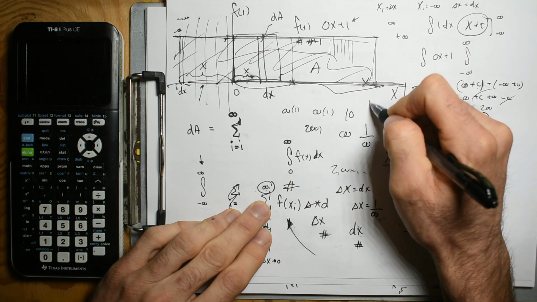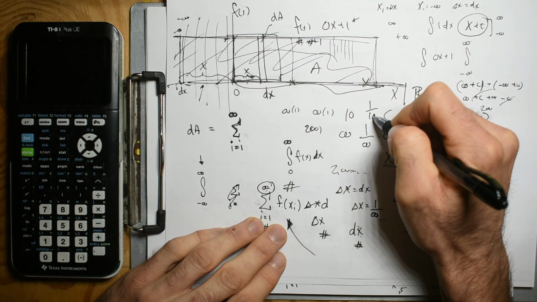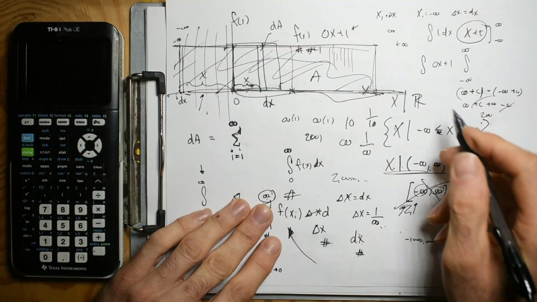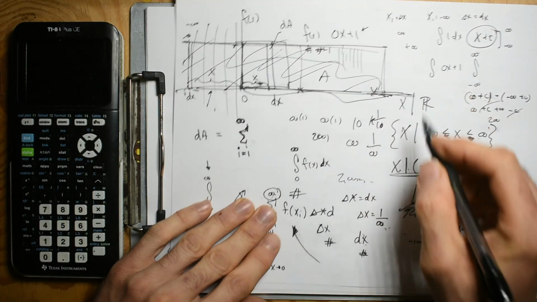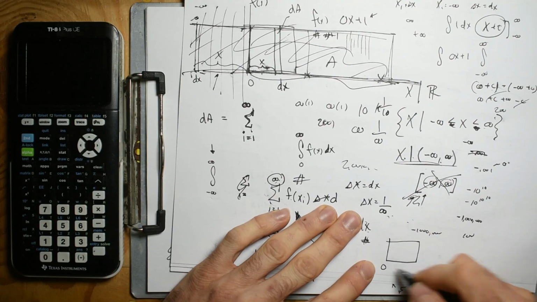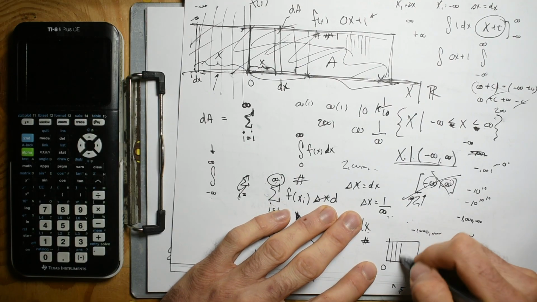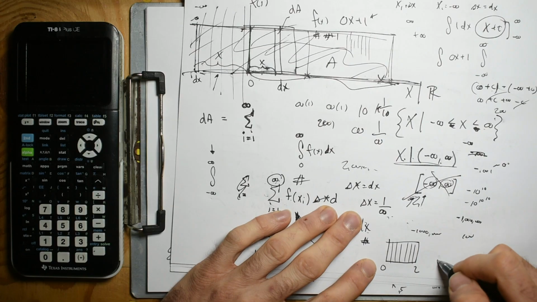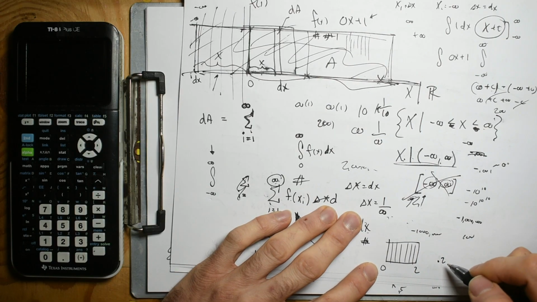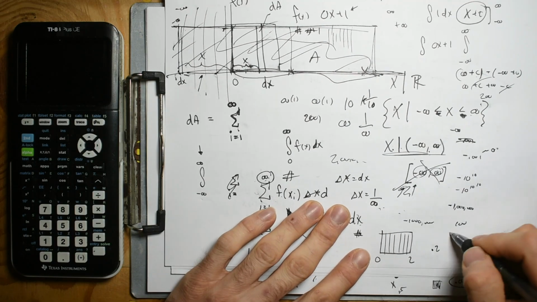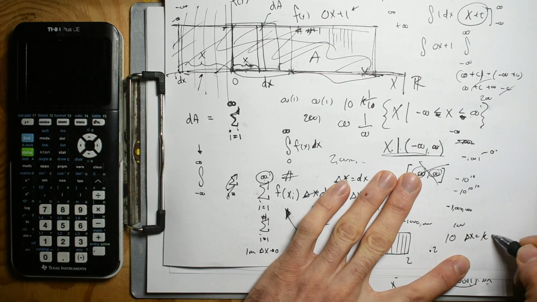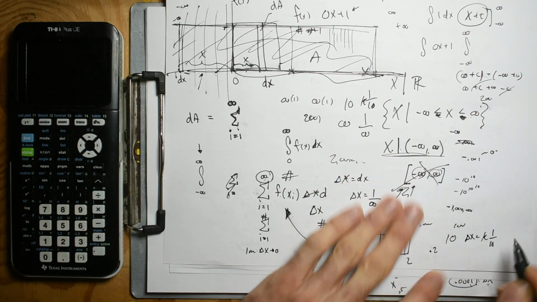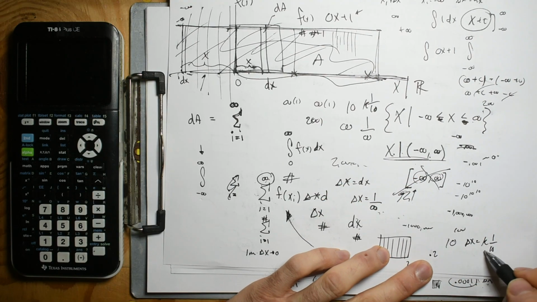10 slices, dx is 1 divided by 10, times a constant, you know what I mean? Because you could have 0 to 2, and you could slice this 10 times, and each slice is going to be 0.2. You know what I mean? And so that's 10 slices. The width of each slice is going to be a constant times 1/10. And the constant here is 2.